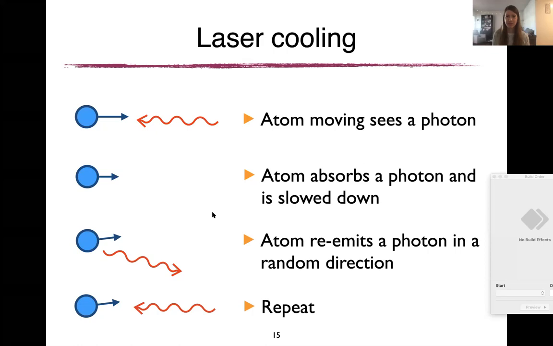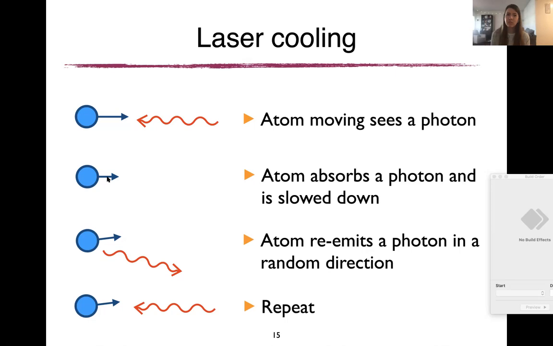But let me walk you through the steps of how this works, and hopefully you can be convinced that it works. So imagine that you have an atom moving to the right and a photon moving to the left. The atom sees this photon, and if its energy is right, if its color is right, it will absorb the photon. And when it absorbs the photon, it will get a tiny kick. So that means the atom will be slowed down a bit.